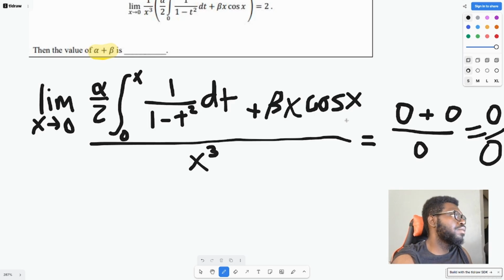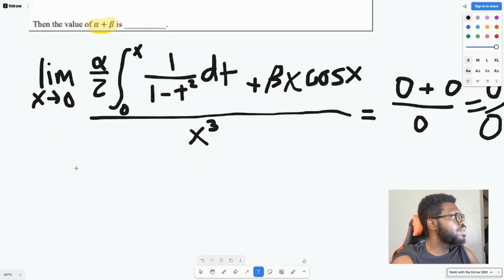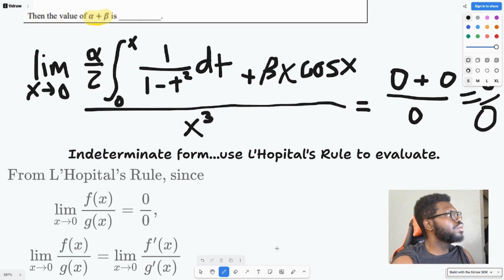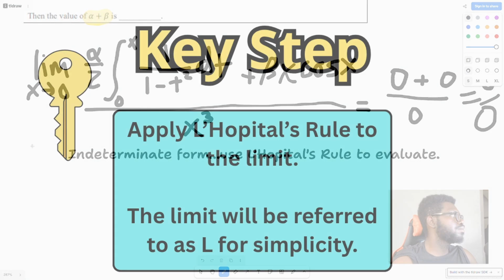If you're familiar with limits and you've covered this in your Calculus 2 class, you know that this is an indeterminate form. 0 over 0 is one of the indeterminate forms. And when we have an indeterminate form, we need to use what's called L'Hopital's rule to simplify this. So with L'Hopital's rule, what we need to do is just take the derivative of the numerator and then take the derivative of the denominator. And that's going to give us our new expression to find the limit of.